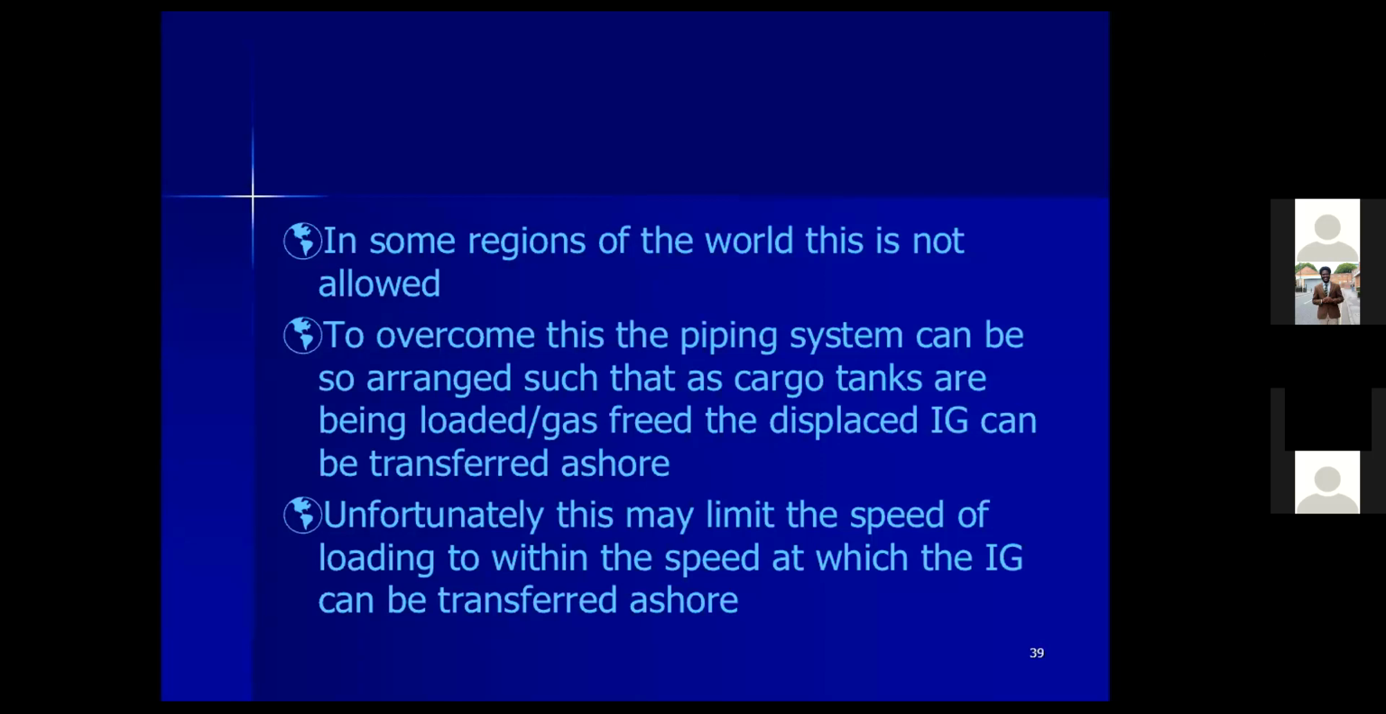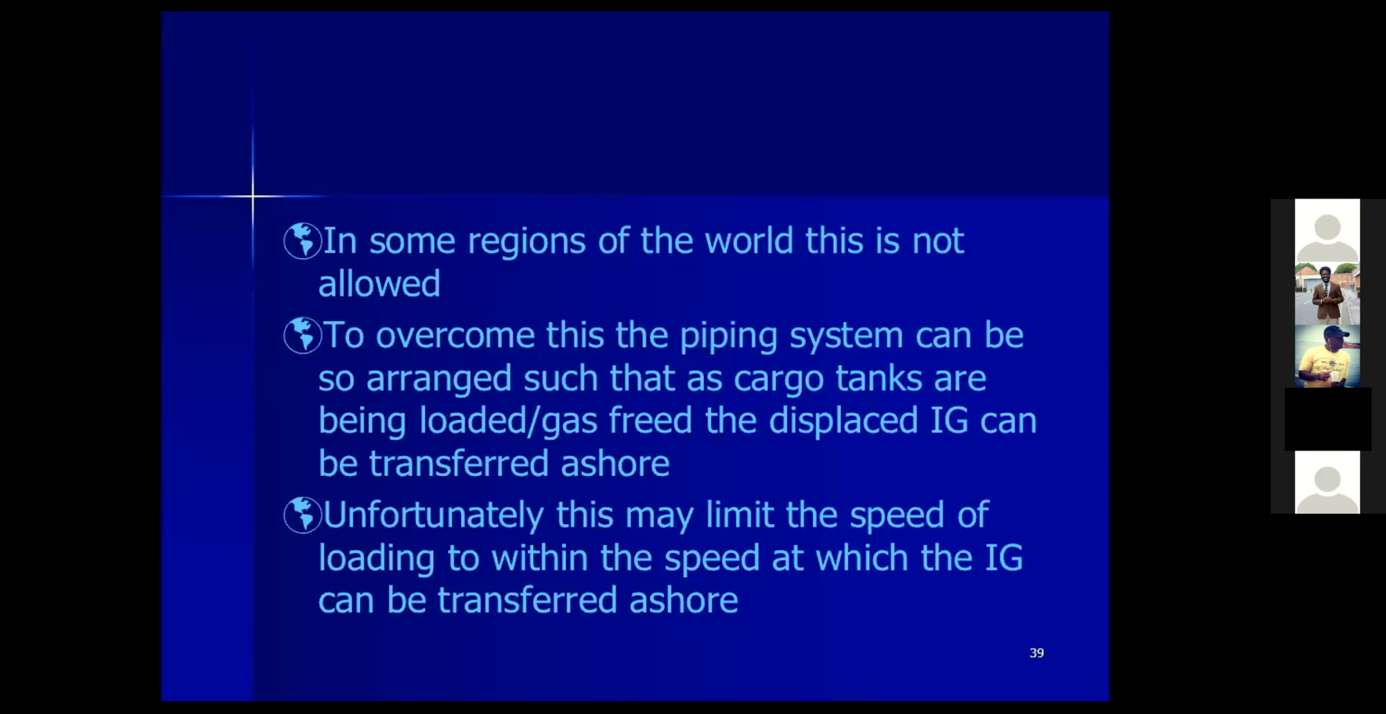So it's very, very important now for you to know the region of the world that you are in before conducting, because of all this emission regulation. There are some places that don't allow you to vent in port. What they do is you connect. On every ship, you have a vapor line. So you return the vapor to shore. So it's very, very important for you to know this.